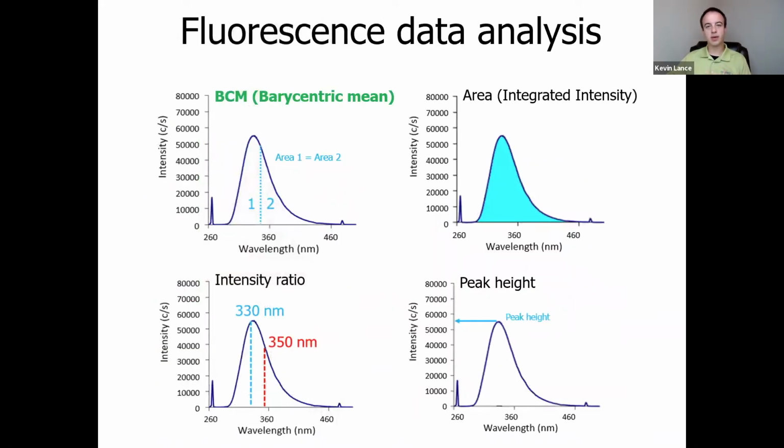And like I said, when we have this full spectrum fluorescence, we can then analyze it in a variety of ways. Most of the talk will be looking at barycentric mean, which is that center of mass analysis, but we'll also have some results that look at area under the curve analysis and a few results that look at ratio analysis between 350 and 330 nanometers.